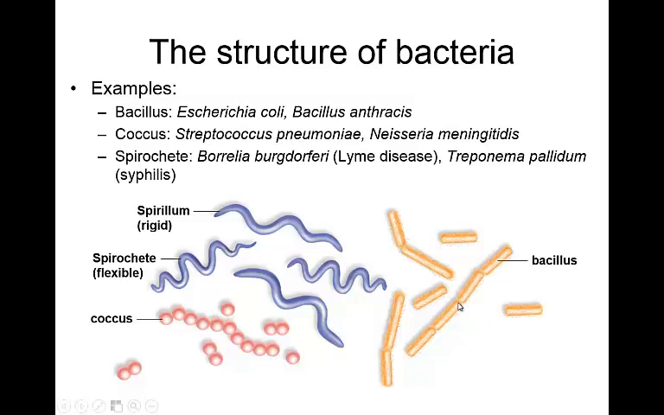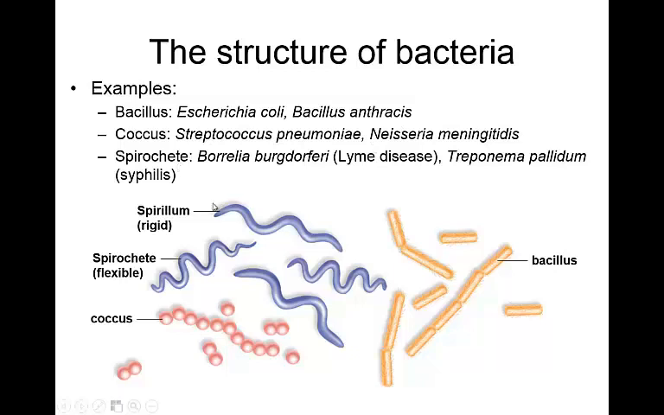Some of the ones in this category would be things like E. coli or Bacillus anthracis. Do you guys have a guess on what the Bacillus anthracis is the causative agent for? If you said anthrax, you are correct. Another shape would be the coccus, or circular, spherical shape. Some examples of ones in this category would be Streptococcus pneumoniae and Neisseria meningitidis.